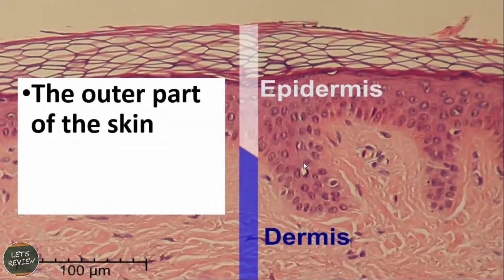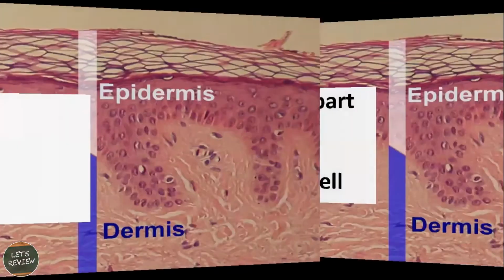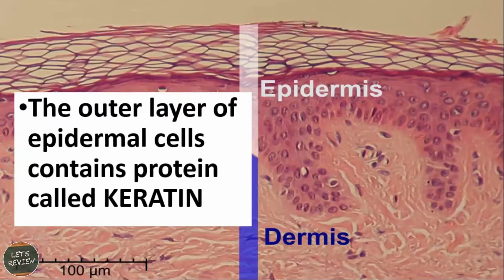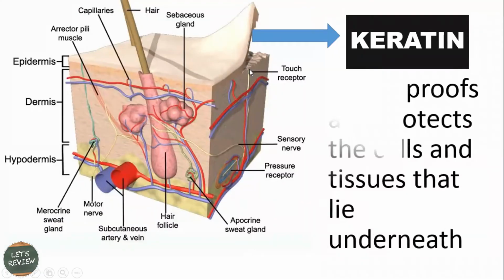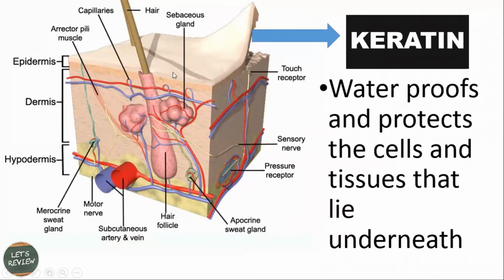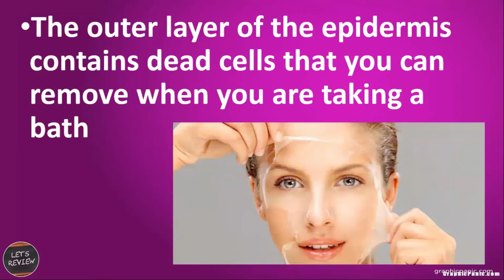Next, the outer part of the skin is called the epidermis. It consists of epithelial cells. The outer layer of the epidermal cells contains a protein called keratin. This is the keratin, as you can see there. It is waterproof and it protects the cells and tissues that lie underneath it. So again, it's the epidermis. It contains keratin. The outer layer of the epidermis contains dead cells that you can remove when you are taking a bath, like this.